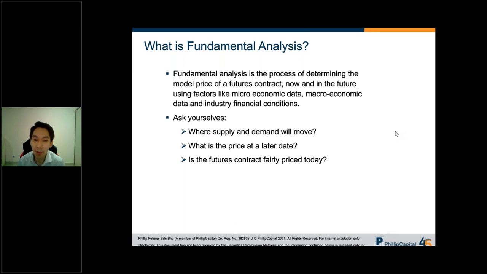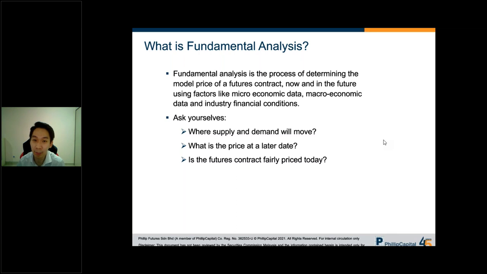Where will the supply and demand of this particular commodity be moving? Let's say you're trading crude oil, you want to know where the supply and demand will move in the future. When you're trading crude oil, you will have the current price. So the thing is, what is the price at a later date? Because if you enter at today's price, you won't get a profit.